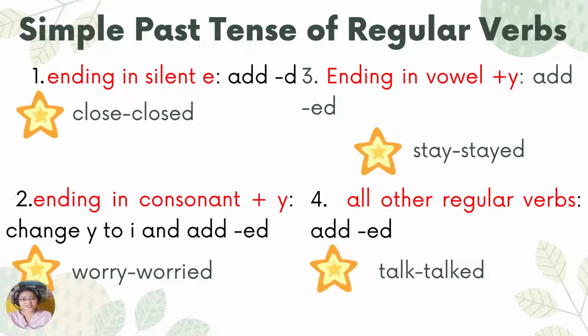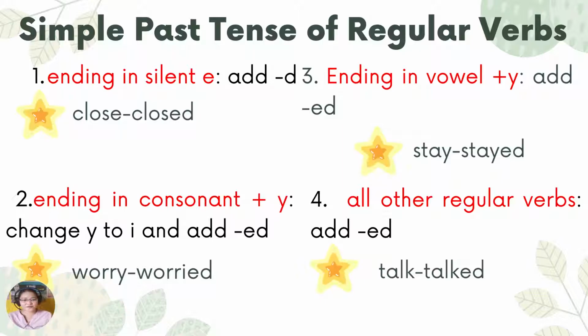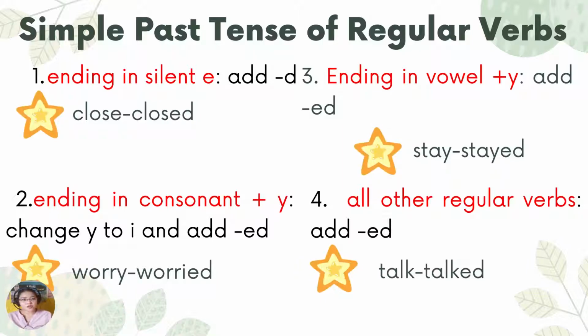For the third rule, ending in vowel plus Y, we will add ED. For example, stay, stayed. And the fourth rule, all other regular verbs, we are going to add ED, like talk, talked.